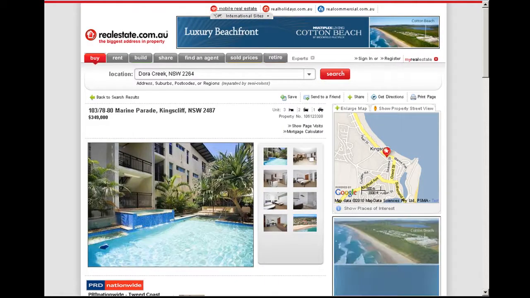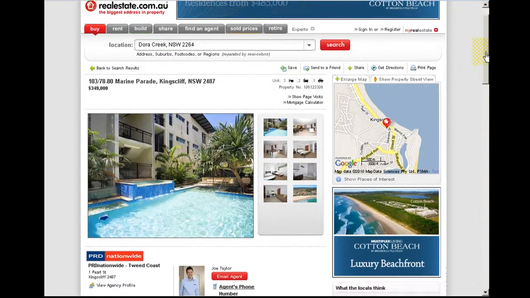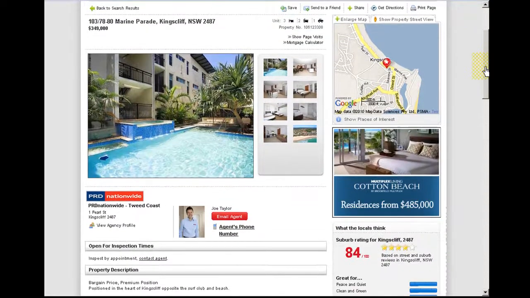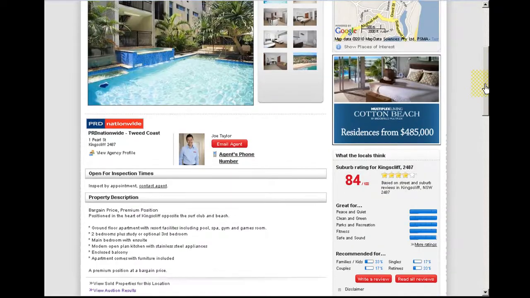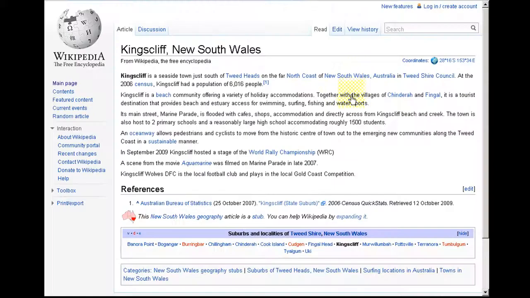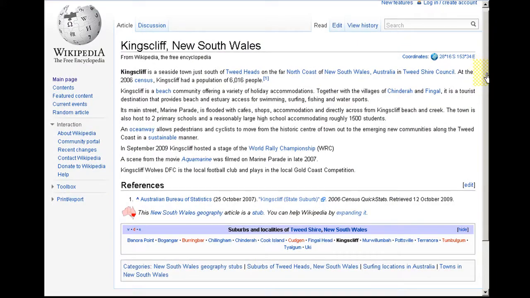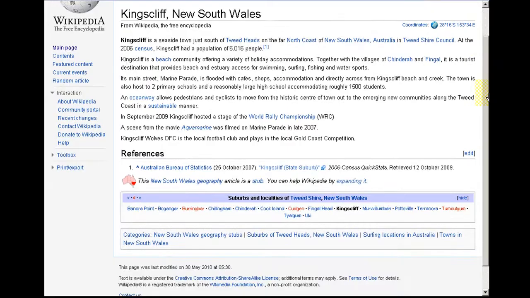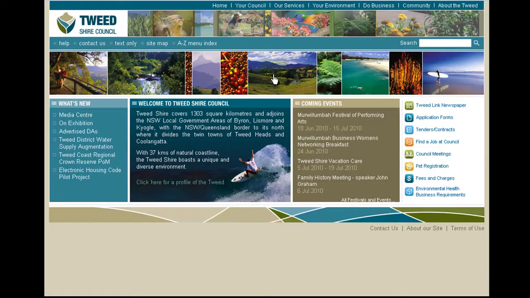Here's a property here. It's for sale in Kingscliff, New South Wales, of course, on the realestate.com.au site. That's where I'd go to see the property information in terms of photos. That's where I'd go to get the agent's details. I can go straight into Wikipedia and see the Wikipedia profile on this suburb and find out more information on the background of Kingscliff. I can go straight into the Tweed Shire Council website and again find out more information on the broader area, council plans, roading plans, zoning plans, that kind of stuff.